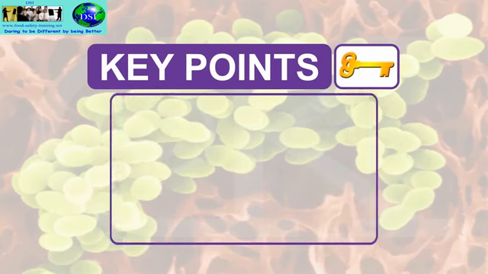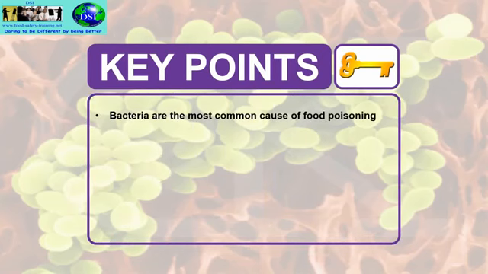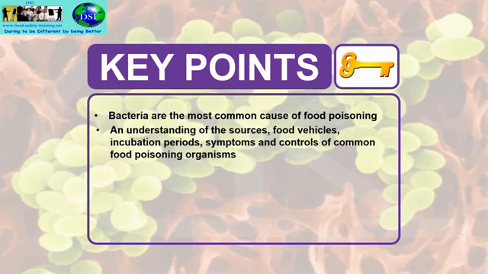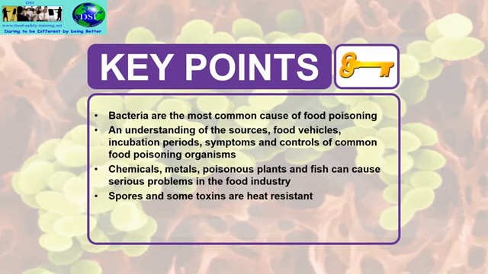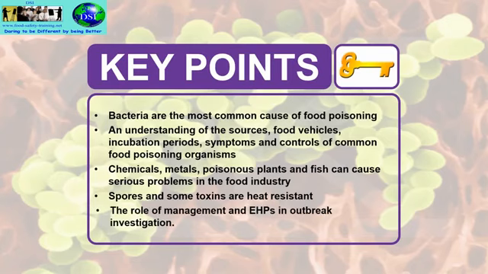So, the key points for this lecture. Bacteria are the most common cause of food poisoning. We found out that. We looked at the sources, the food vehicles, incubation period, symptoms and controls of common food poisoning organisms. We looked at chemicals, metals, poisonous plants and fish and how they can cause serious problems in the food industry. We looked at spores and toxins, found that some are heat resistant. And we looked at the role of management and EHPs in outbreak investigation. Again, just to reiterate, look at your notes for more information on outbreak investigation.